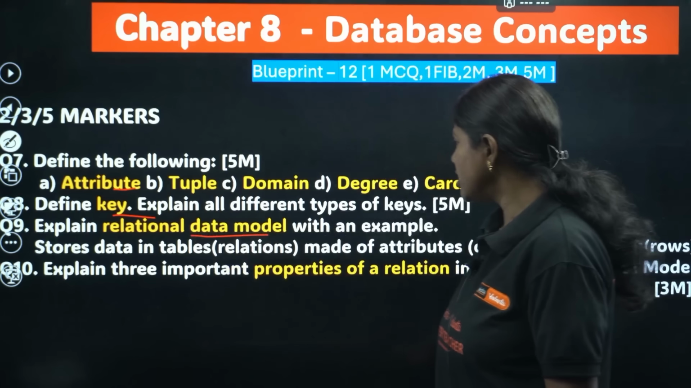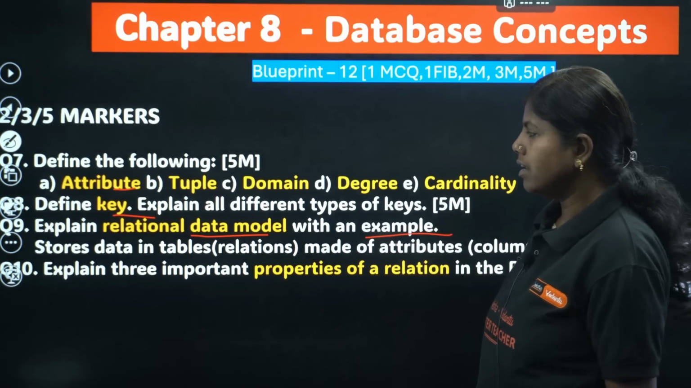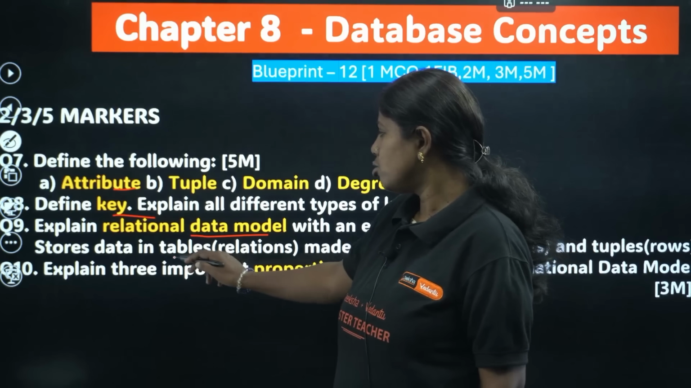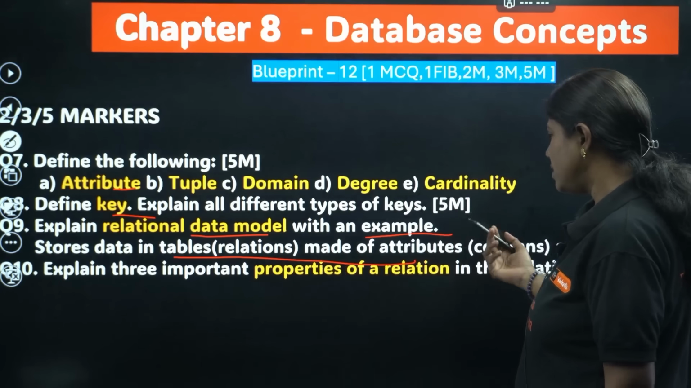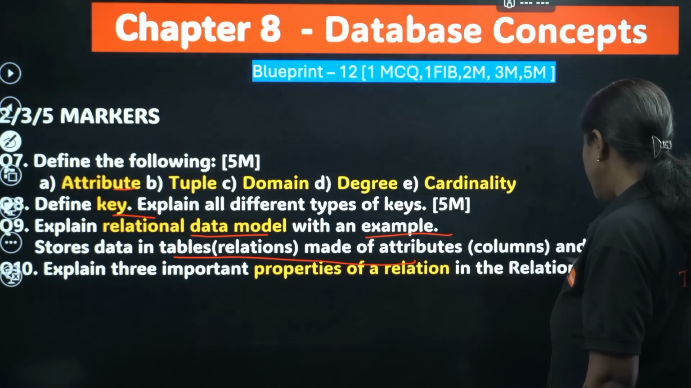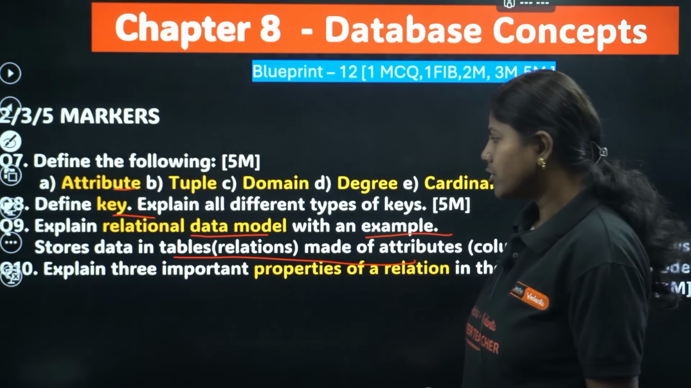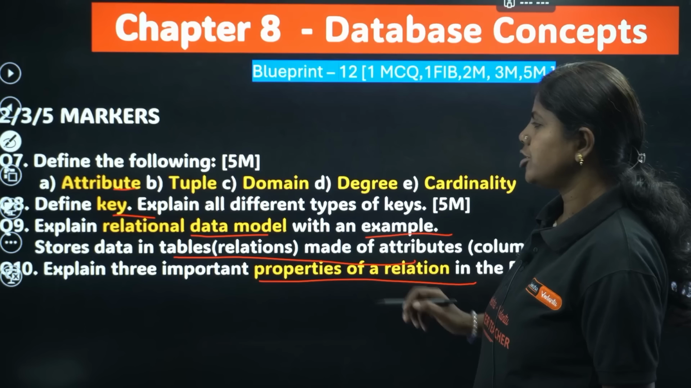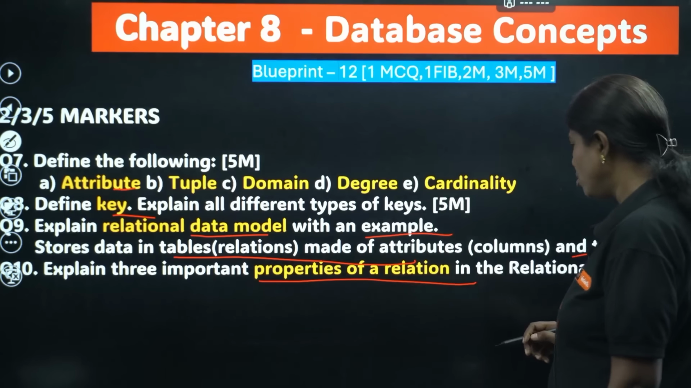Explain the relational data model with an example. It just stores data in tables, that means in the form of relations, attributes and tuples. And one more question is properties of a relation. They may ask you the properties of a relation also.